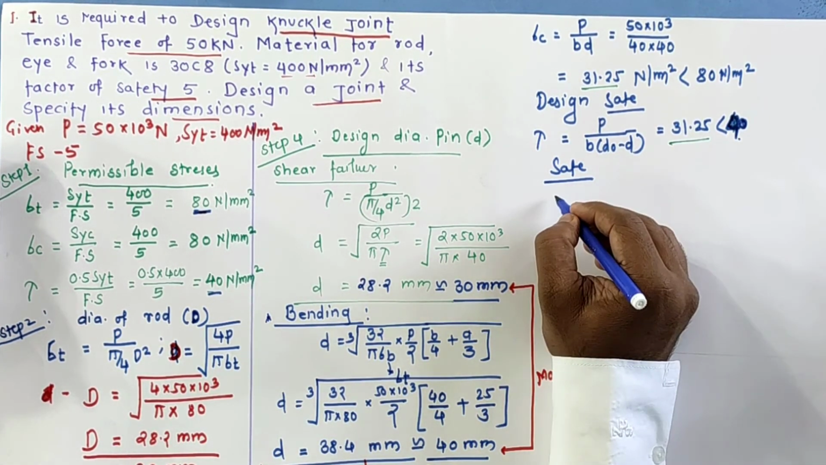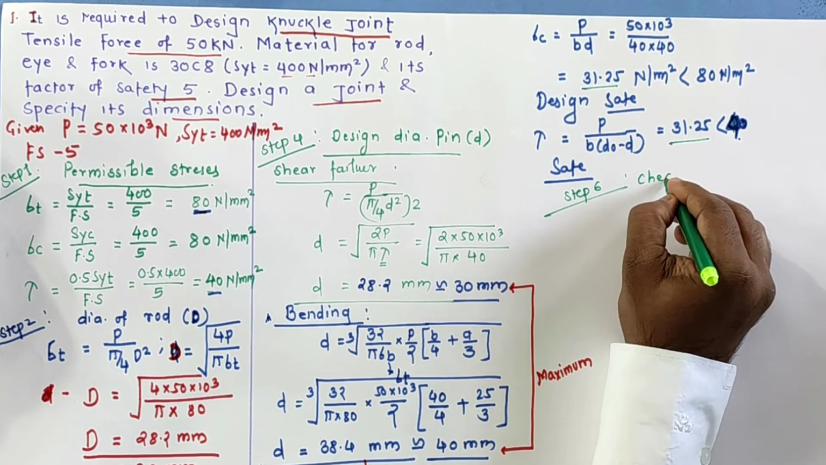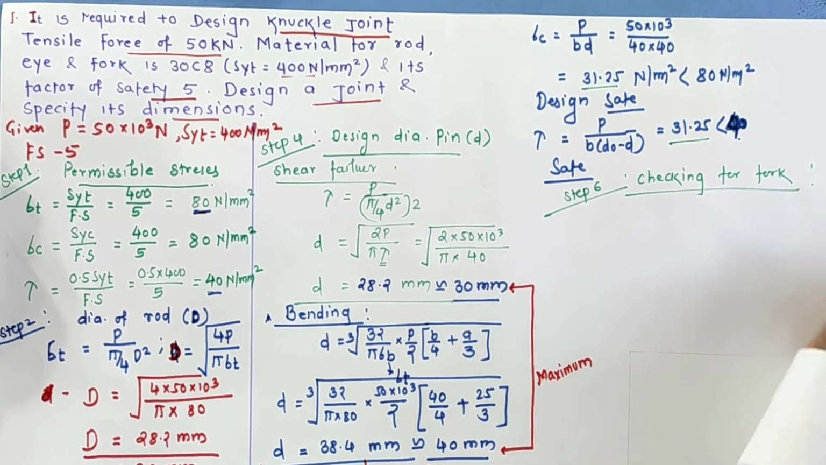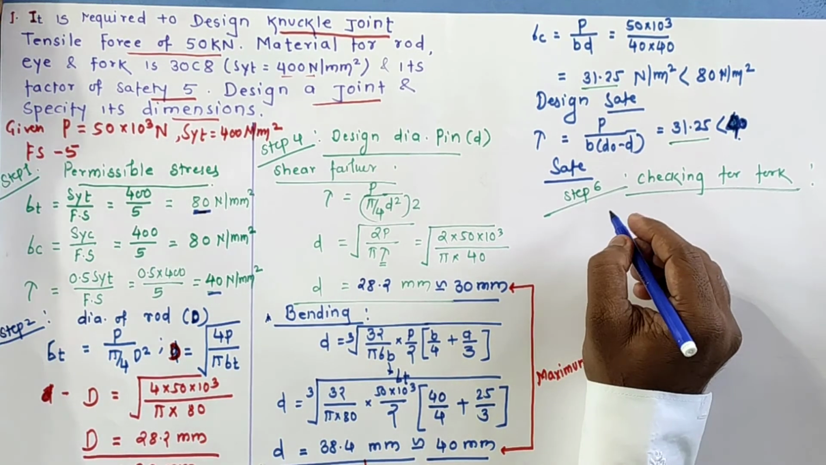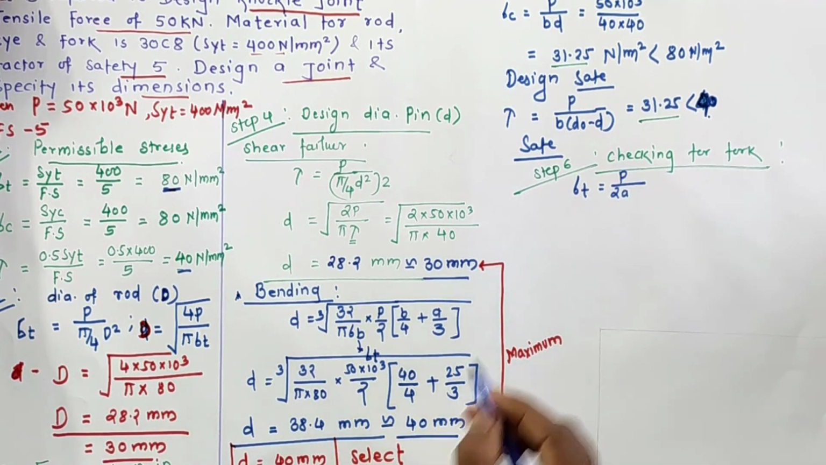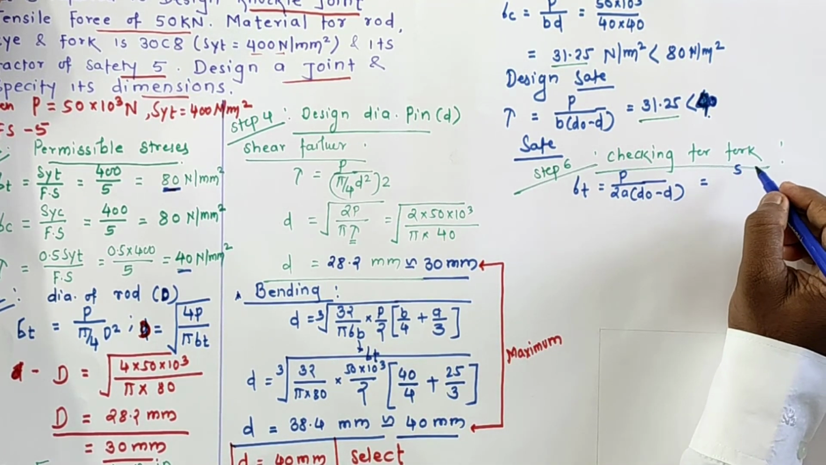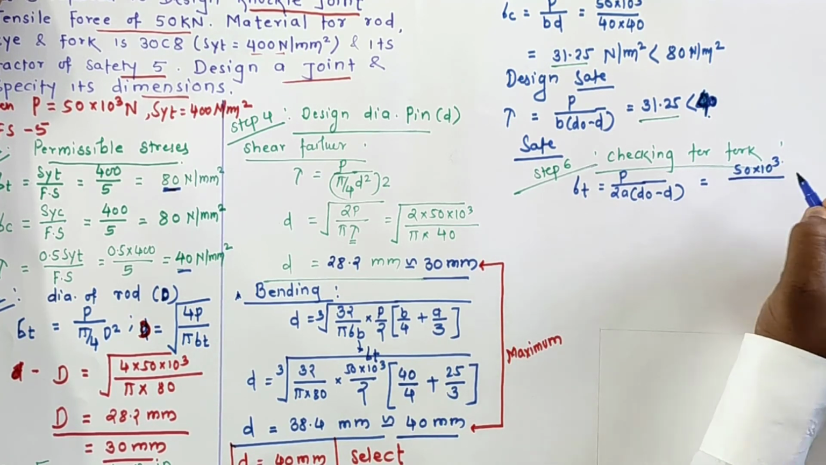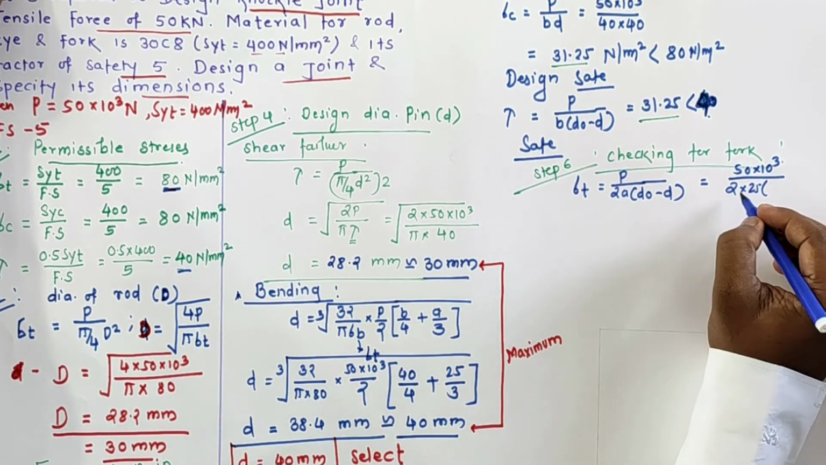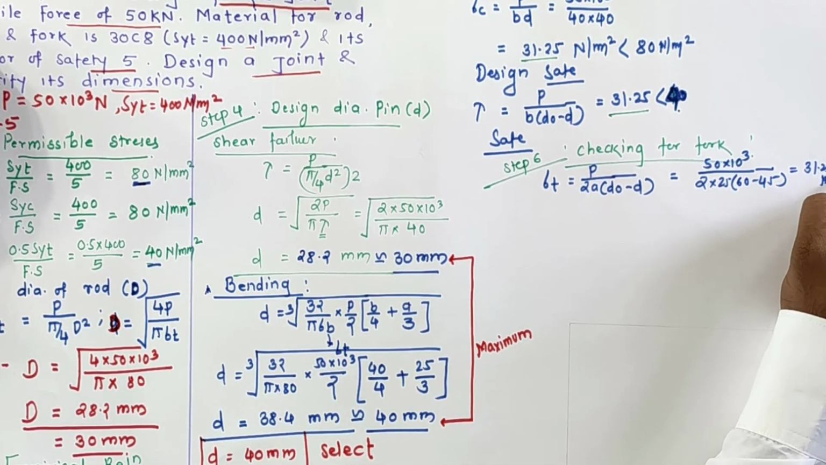Then step number 6, checking for the fork. So crushing, shear and tensile for the fork. Tensile failure is P by 2A instead of B, that is 2A into dO minus D. So it is 50 into 10 raised to 3 divided by 2 into A, 25, into dO, 60, minus 45. It gives me again 31.25 Newton per mm square.